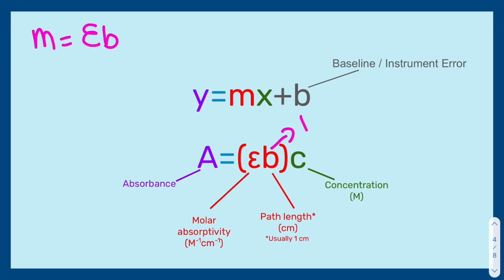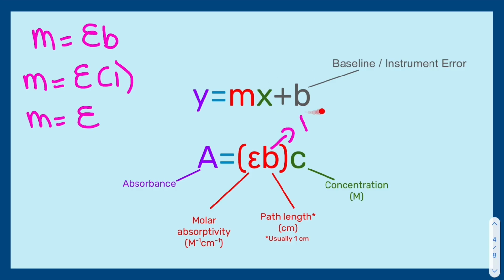So if we plug that into our equation, we can see that M is equal to epsilon times 1, in which case anything times 1 is just itself. So M is equal to epsilon. We just figured out that the slope of the line is equal to epsilon.